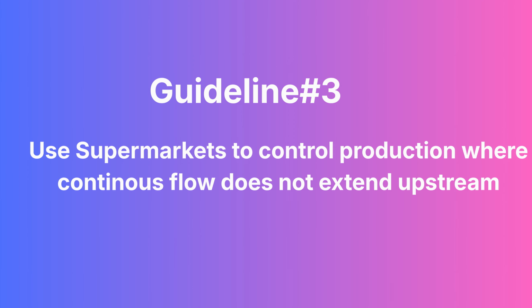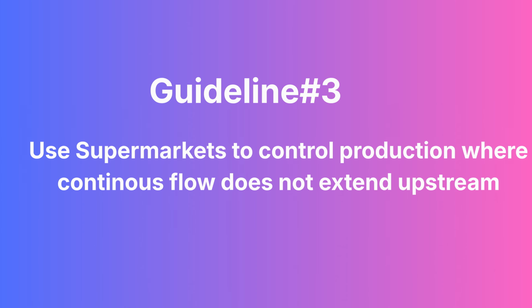Now let's move to guideline number 3. Use supermarkets to control production where continuous flow is not possible. So far, we discussed continuous flow. But in reality, not all processes can be connected in a smooth, one-piece flow. There are situations where processes are far apart, have different cycle times, or require batch processing.